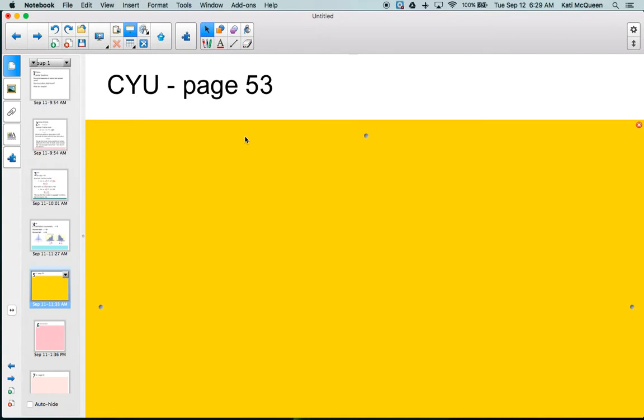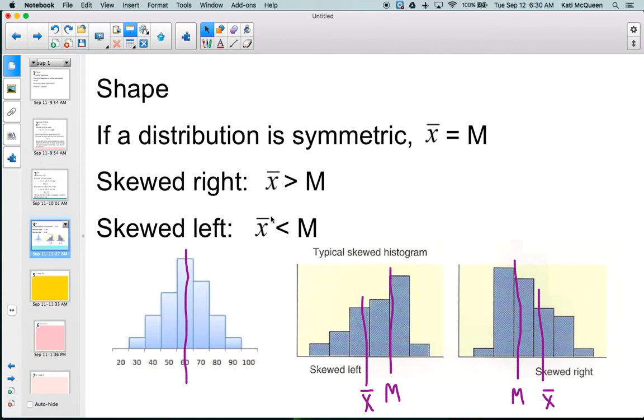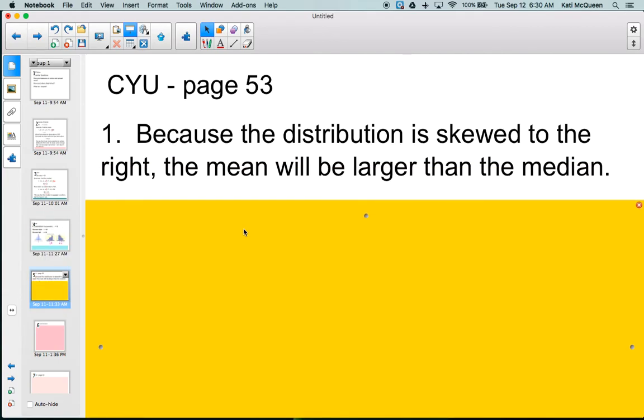So if you look at the peak, it would be around stem 1, and you have way more values to the right of that peak, or below that peak, than you do to the left. So this graph would be skewed to the right. So we know that if something is skewed to the right, the mean is bigger than the median. So because the distribution is skewed to the right, the mean will be larger than the median.